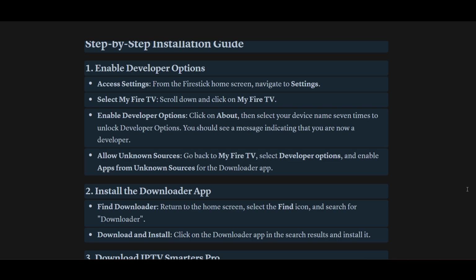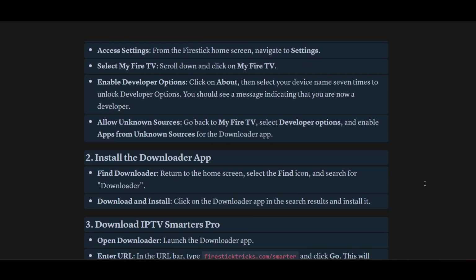If you're not able to enable the developer option, just go to the settings of your Firestick, scroll down and click on My Fire TV. Click on About, then select your device name. You have to click on it 7 times. Just tap on your remote 7 times to unlock the developer option. You should see a message indicating that you are now a developer. Go back to My Fire TV Stick, select Developer Options and enable Apps from Unknown Sources for the Downloader app.